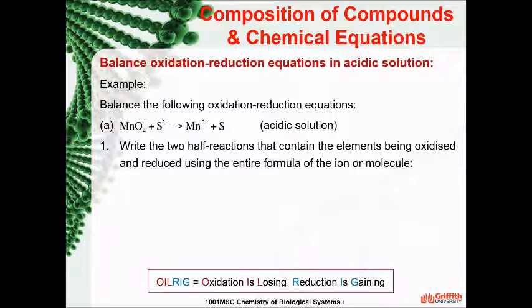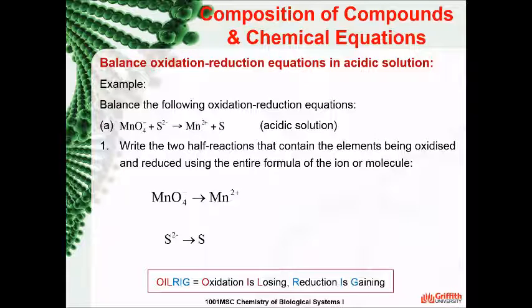So the first step to balance a redox equation is to write the two half reactions that contain the elements being oxidized and reduced using the entire formula of the ion or molecule. So the first half is MnO4- arrow Mn2+. The second half is S2- arrow S.